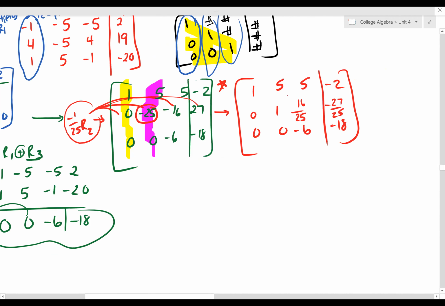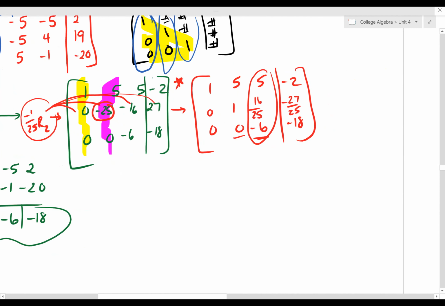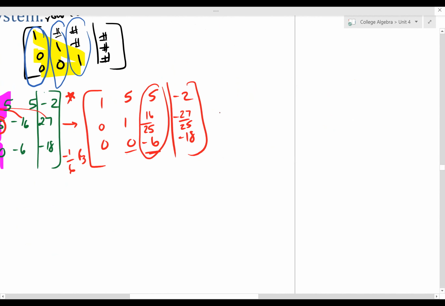Still working on column 2. Notice that I do have the 0 beneath it, so I do not have to do that step where I change the 0. So I can go on now to column 3. In column 3, we just need that third row. We need that -6 to turn into a 1. So I can fix that by multiplying row 3 by the reciprocal of -6, which would be -1/6. So update the matrix once more.